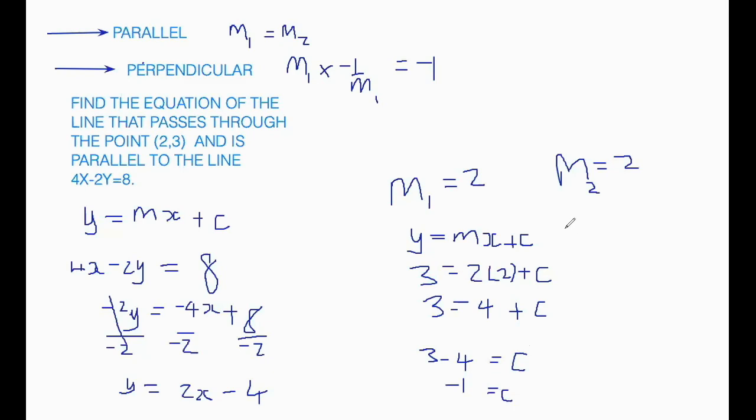After finding your y-intercept, you need to rewrite it in the form, which is the equation of the line, y equal 2x, because the gradient is 2, minus 1, where minus 1 represents the y-intercept.